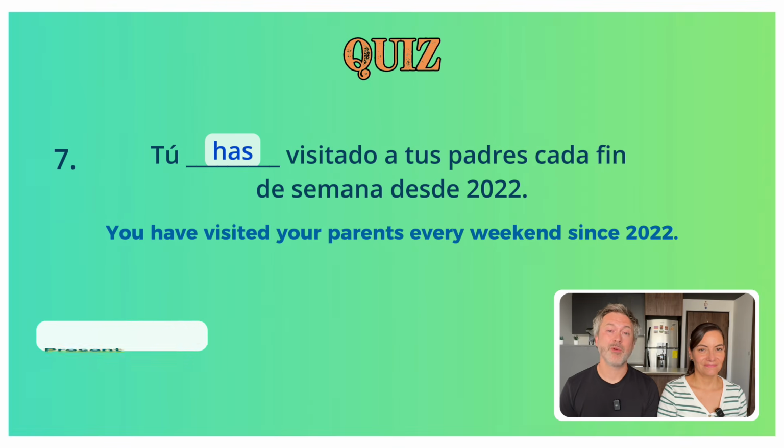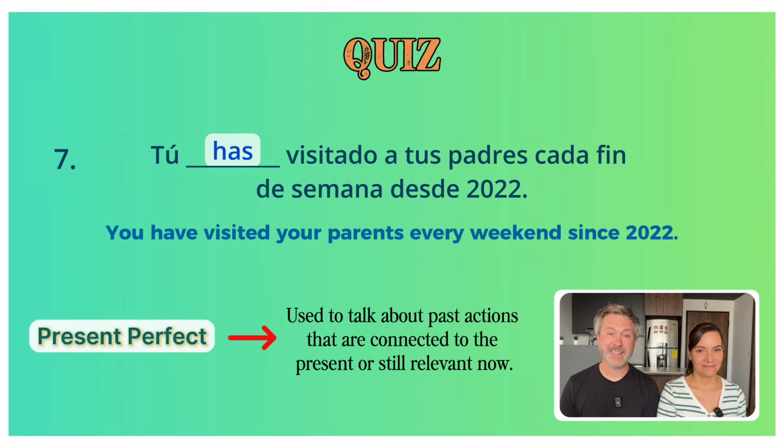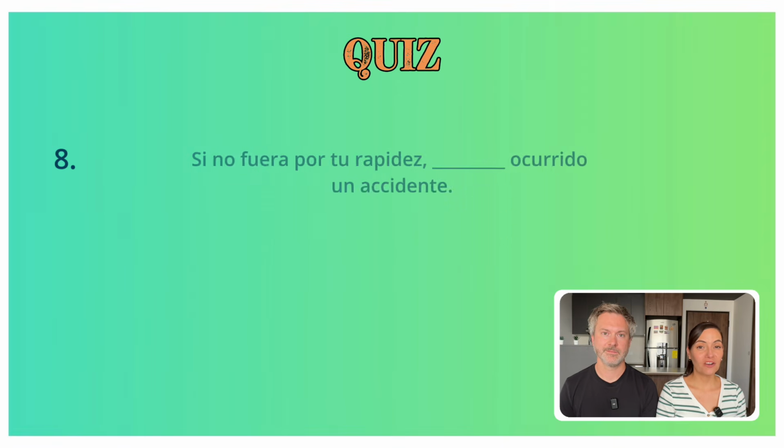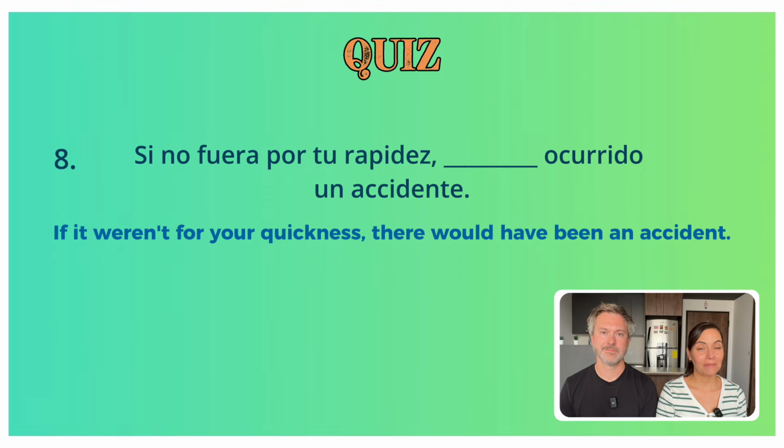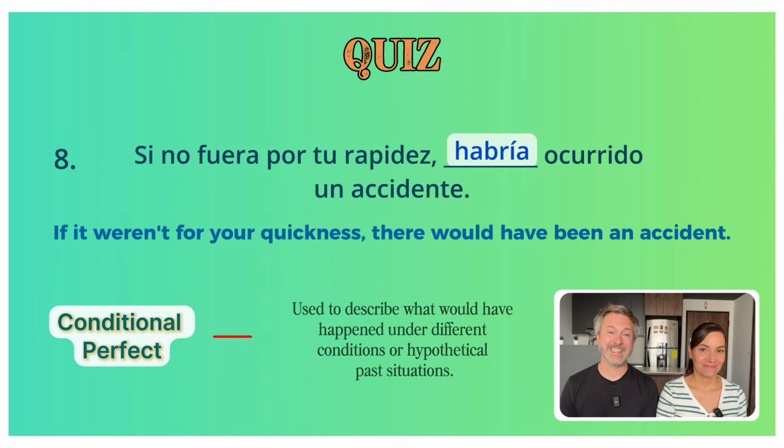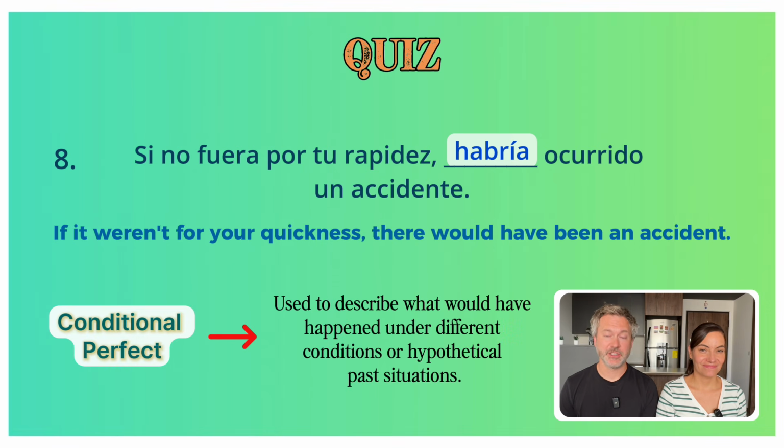Here, we're using the present perfect tense to describe something that has happened repeatedly up until now. Si no fuera por tu rapidez, blank, ocurrido un accidente. Si no fuera por tu rapidez, habría ocurrido un accidente. Here, we're using the conditional perfect tense to talk about something that would have happened.